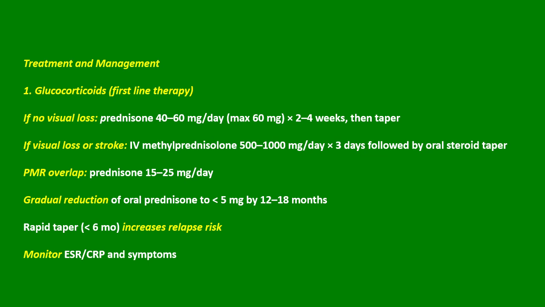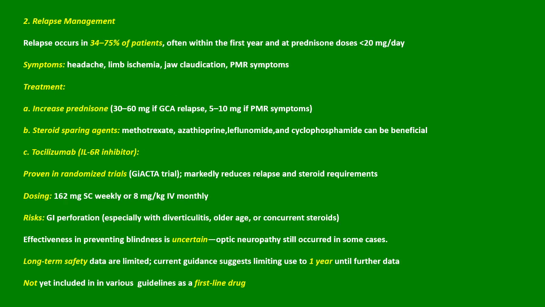Gradual reduction of oral prednisone to less than 5 milligrams per day by 12 to 18 months. Rapid taper in less than 6 months increases relapse risk. Monitor ESR and CRP and symptoms as steroids are being tapered. Relapse management. Relapse occurs in 34 to 75% of patients, often within the first year, and at prednisone doses of less than 20 milligrams per day.